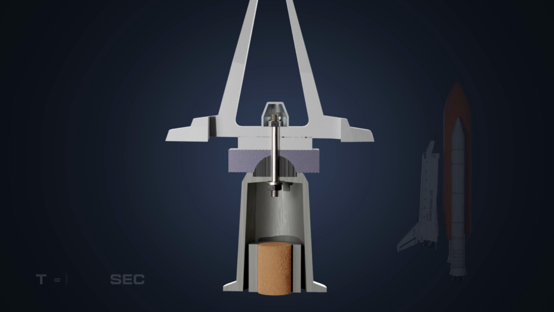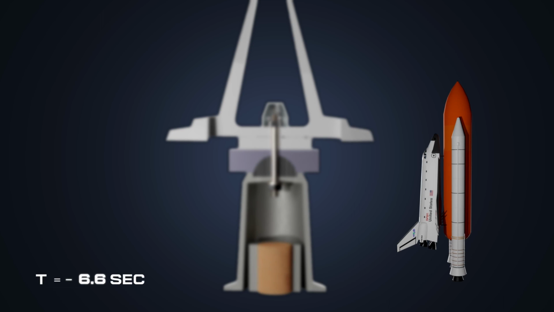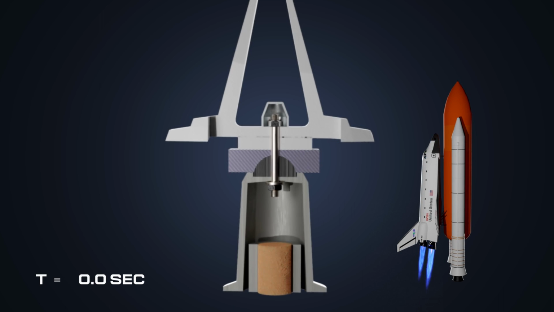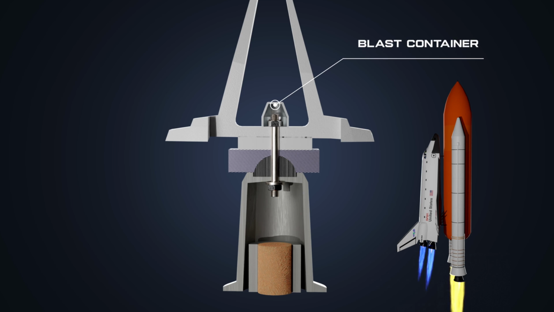When time T is equal to -6.6 seconds, the orbiter engines are ignited. The shuttle sways a few degrees forward. Within 6 seconds, the hold down post brings the shuttle back to its normal position. And at time T equal to 0, the NSDs are detonated and SRB engines are ignited. There is a blast container on top to catch the debris from the explosion.